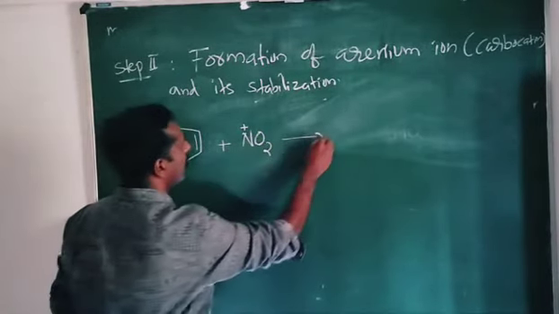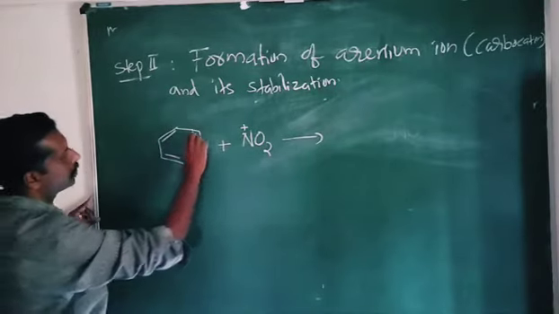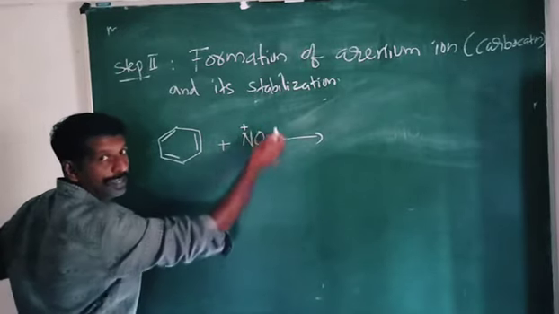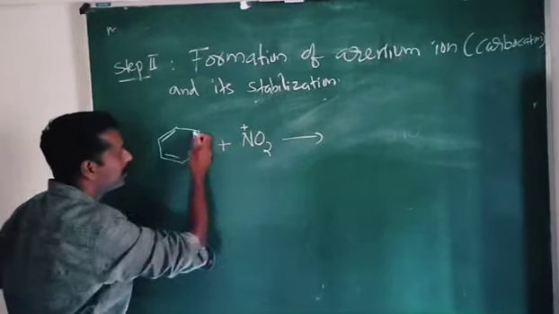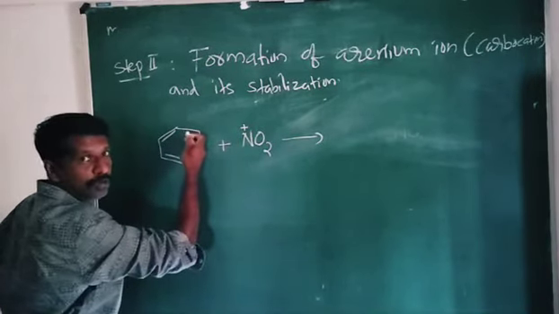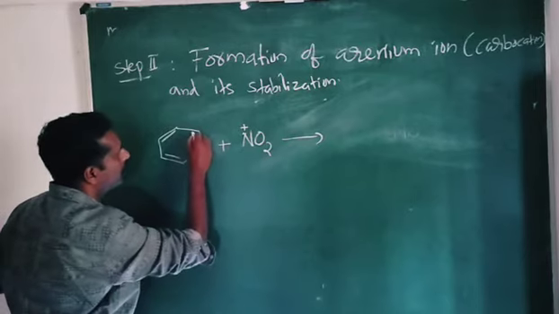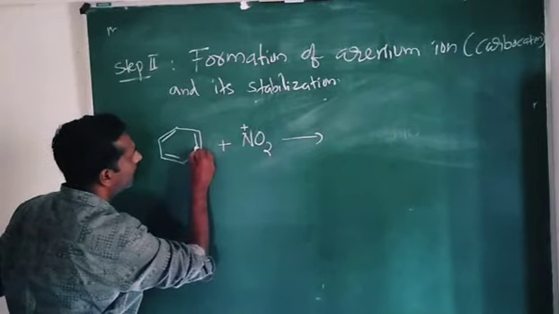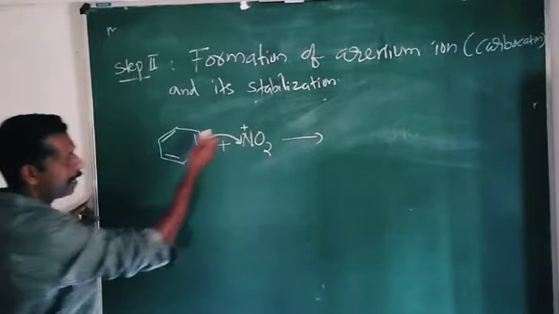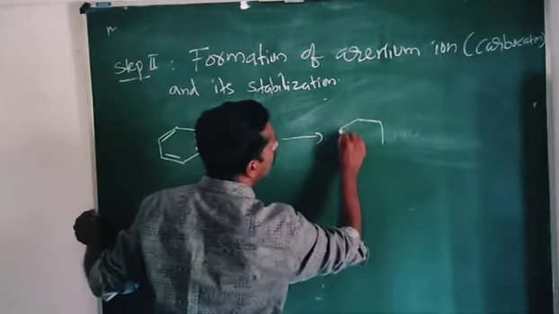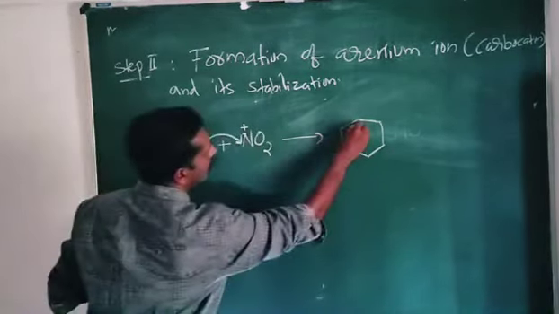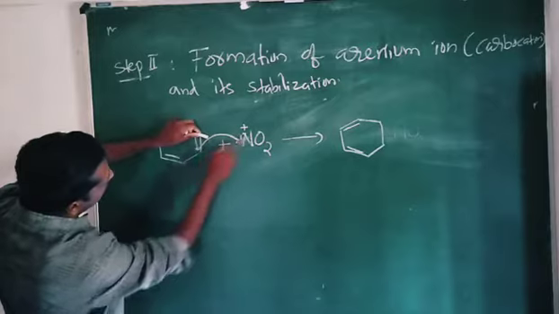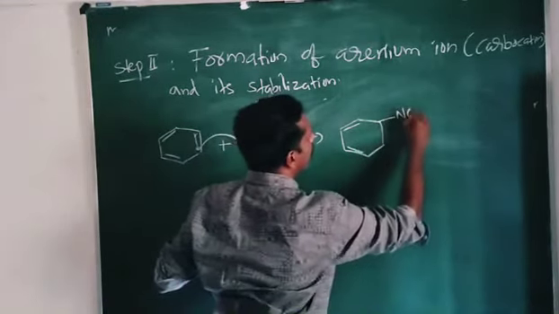Then what will happen? Look at it here. Suppose this pi bond, in the presence of the electrophile, a positively charged species. The pi electron cloud, this pi bond, breaks from this carbon, any carbon, and will abstract NO2 plus. So here you are getting a structure like this. Here is a double bond, here is a double bond. This bond breaks from this carbon and joins with the NO2, so here it will become NO2. And what will happen?